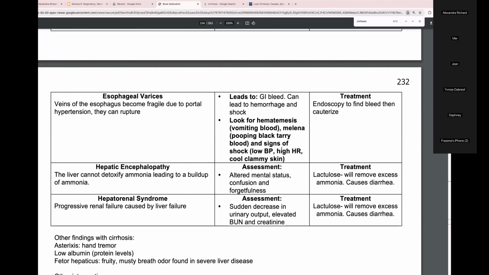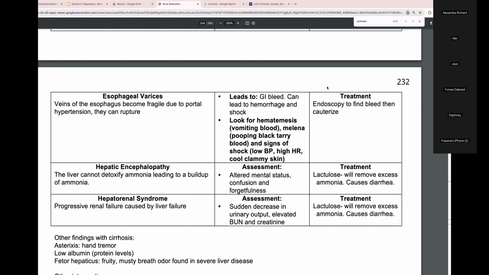So when we're looking for signs of esophageal varices, look for vomiting of blood, and the blood would be red. Look for black poop because it's an upper GI bleed. And signs of shock, low blood pressure, high heart rate. And treatment, we already said, is endoscopy to find the bleed and cauterize it.